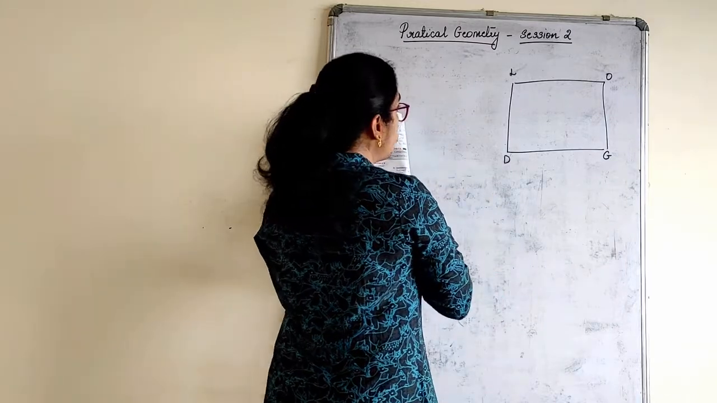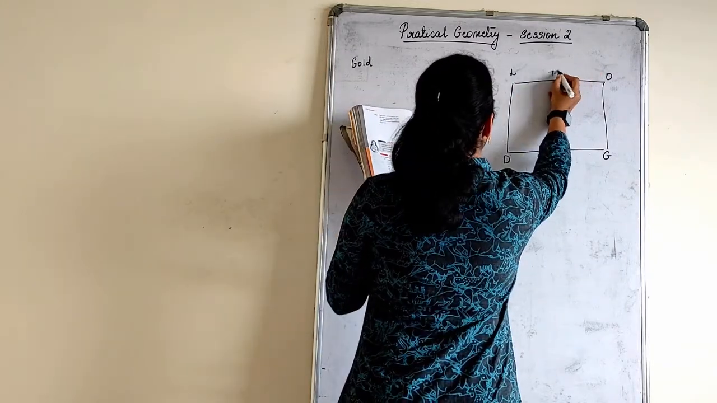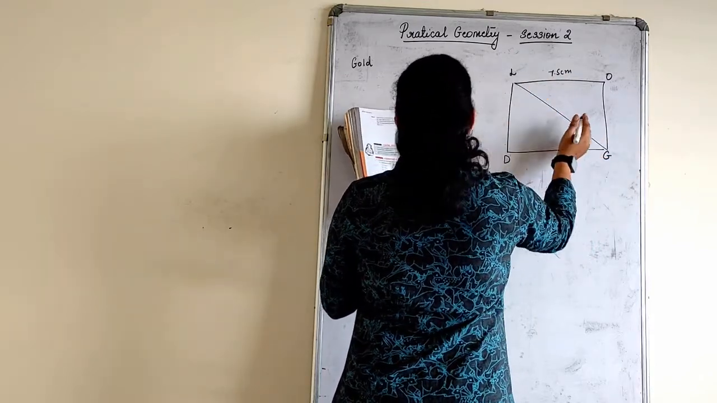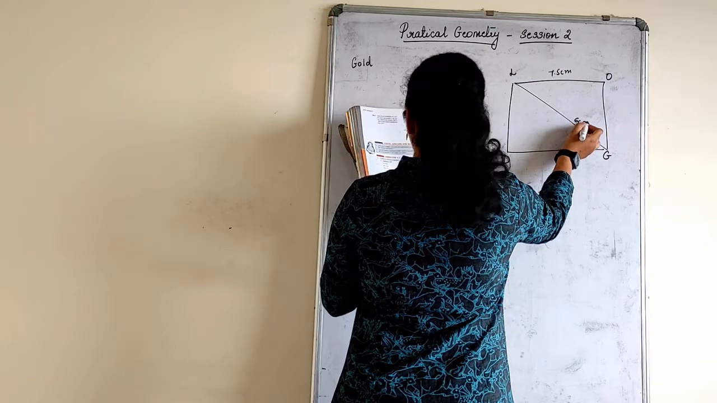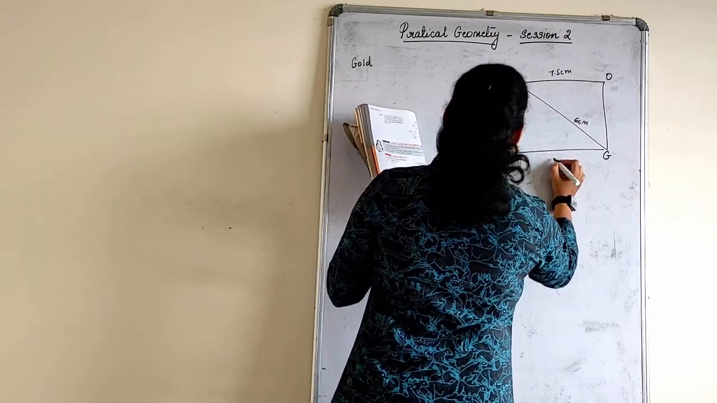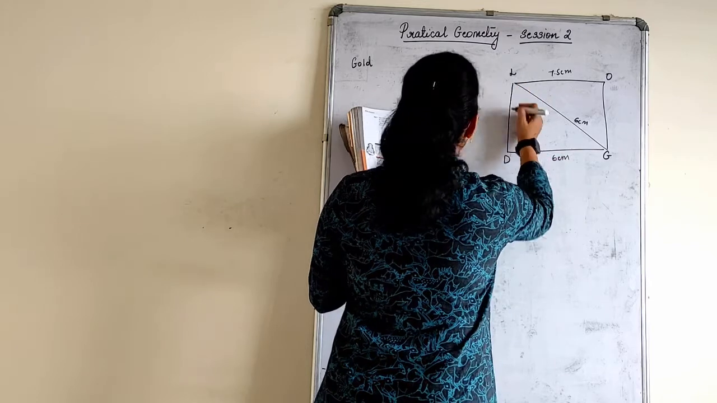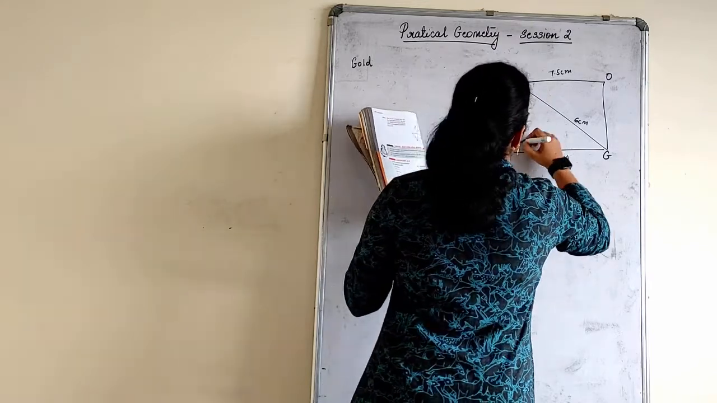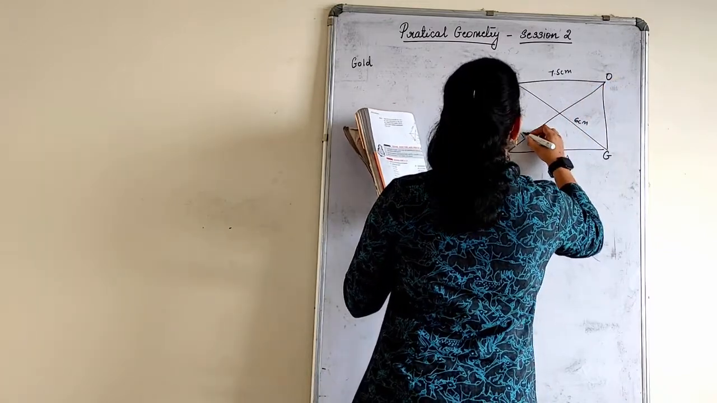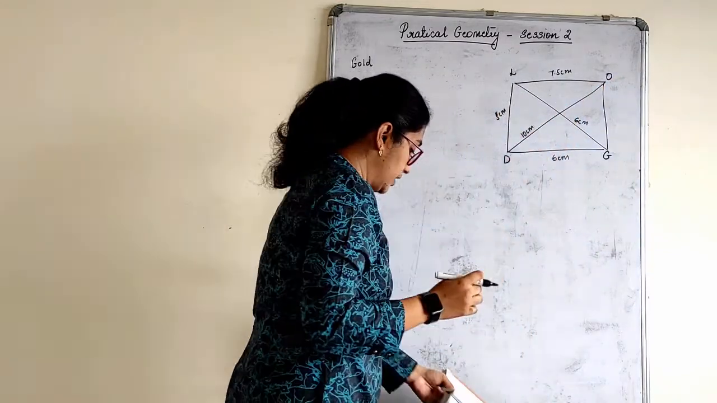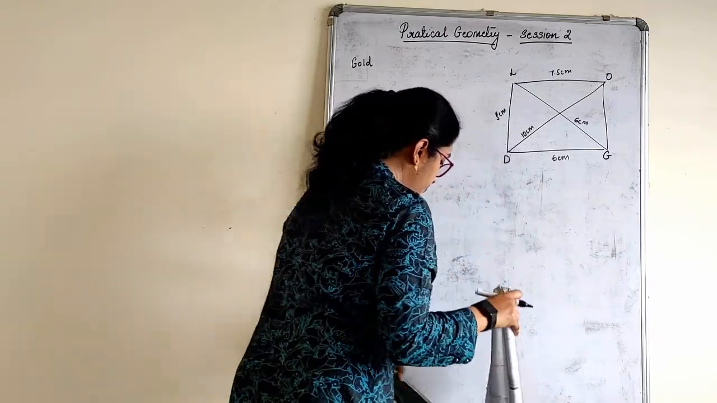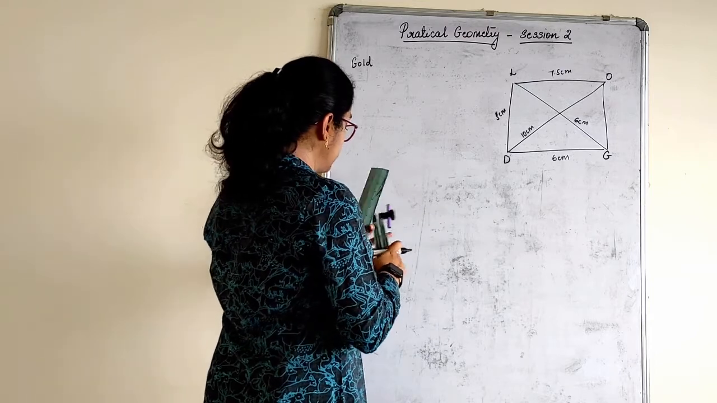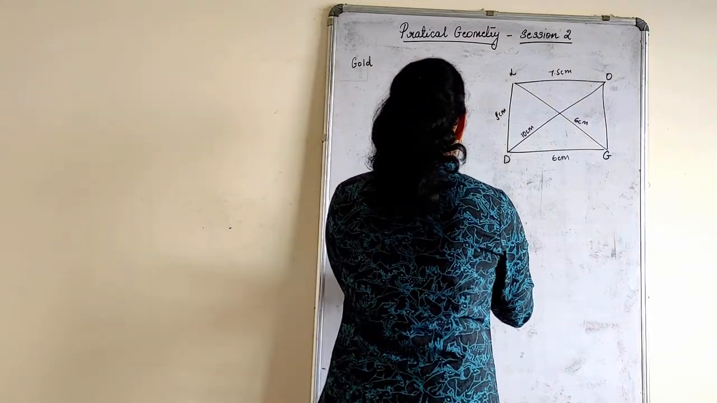Let me go on marking. OL is given as 7.5 centimeter. GL, this diagonal, is given as 6 centimeter. GD is given as 6 centimeter. LD is given as 5 centimeter. And OD is given as 10 centimeter. Okay, let's go with the construction. As we have done the rough figure here, the base I have to draw is 6 centimeter. Let me draw the base of 6 centimeter here.